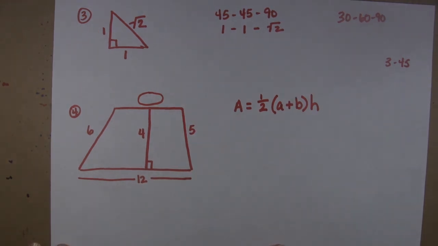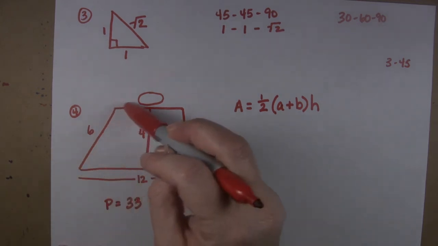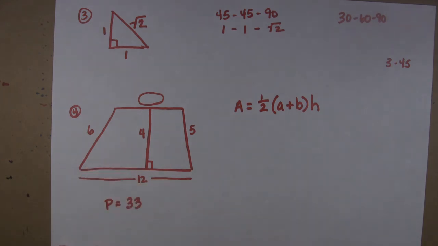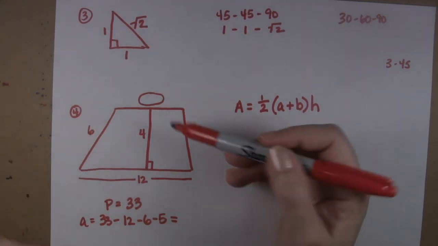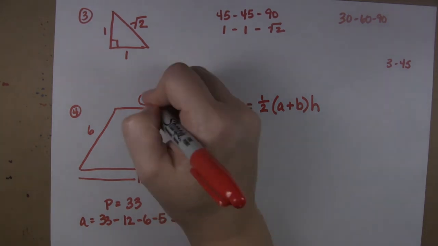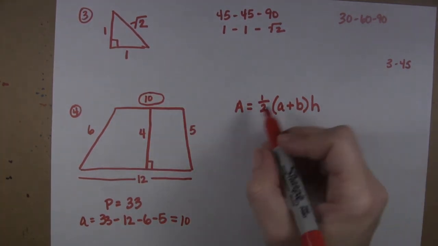So we need to look back at our problem and see if there's any more information for us. And there is. We also know that the perimeter of this trapezoid equals 33. So that means that if I add up all of these outsides, I get 33. That means that I can calculate A by saying that's going to equal 33 minus 12 minus 6 minus 5, right? Because I already used up 12, 6, and 5. What's left over goes up here. That's 10. So my A is 10.